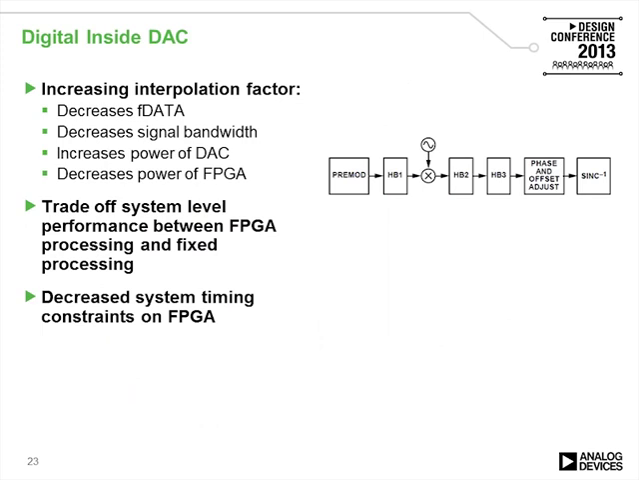So, why would you want to do this? A lot of the reasons are to decrease the data rate that must go from the FPGA into the DAC, to allow you to make easier timing requirements and place your logic inside your FPGA a lot easier. So it does decrease signal bandwidth, it does increase the power of the DAC, but also does decrease the power of the FPGA. So it is very much a system-level trade-off between FPGA resources and fixed processing in the DAC, which does help quite a bit with system timing constraints on the FPGA.